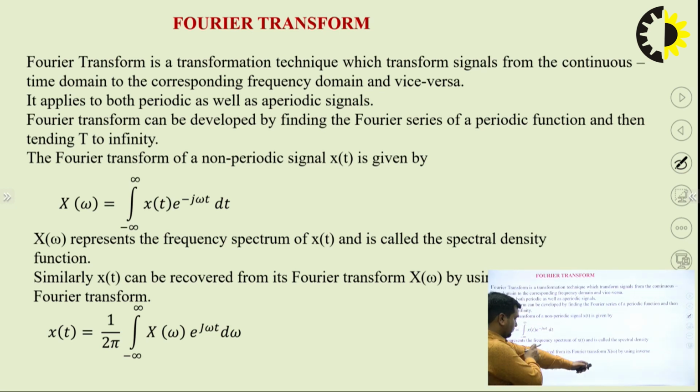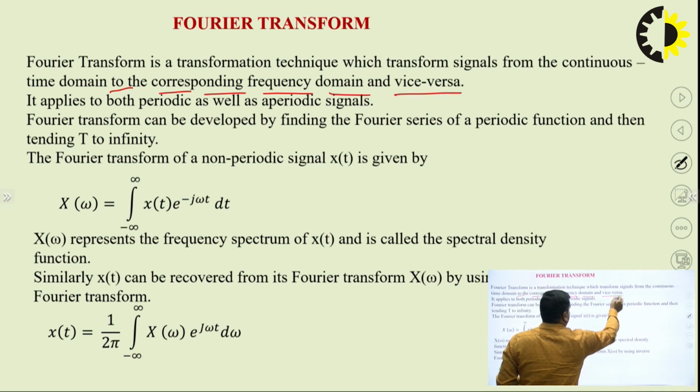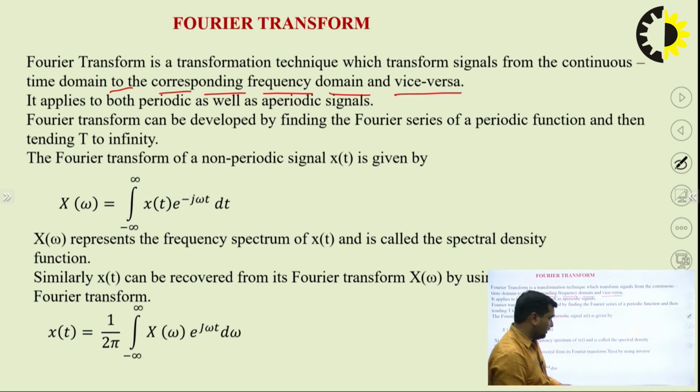Now we are going to discuss the Fourier transform. So what is the Fourier transform? Fourier transform is a transformation technique which transforms a signal from the continuous time domain to the corresponding frequency domain and vice versa. It means we have a signal that varies in the time domain, but we need to analyze the system in the frequency domain, to see how the system is working in the frequency domain. Then we can transform it using the Fourier transformation.